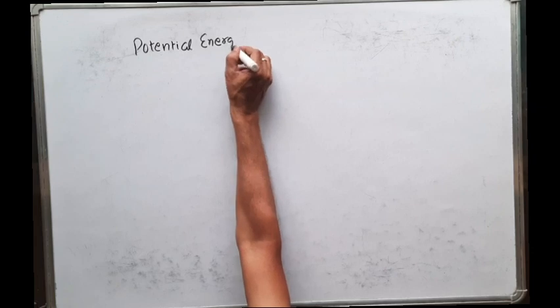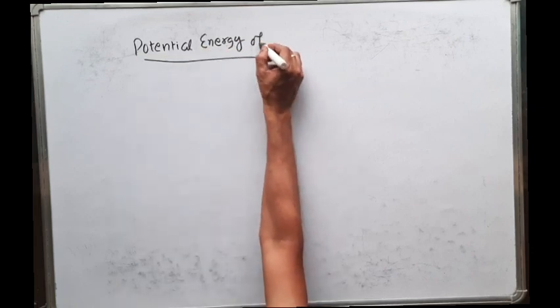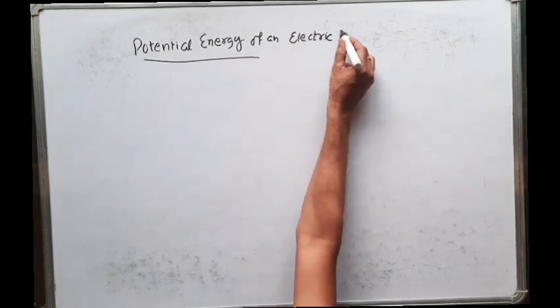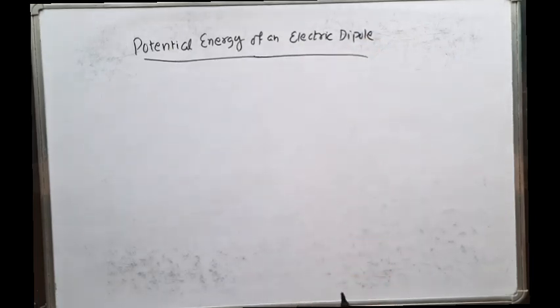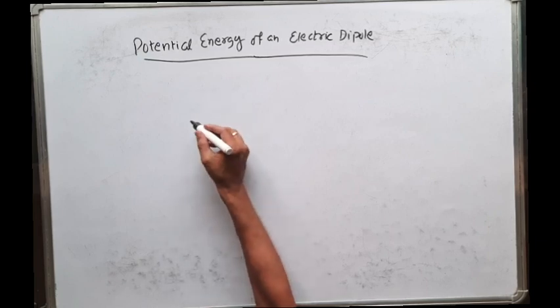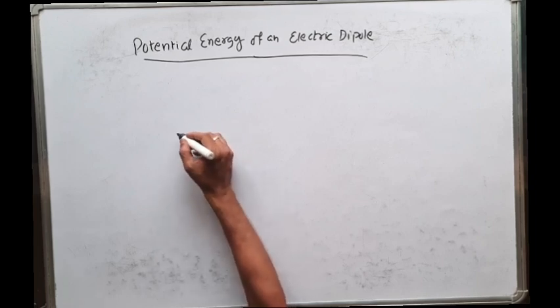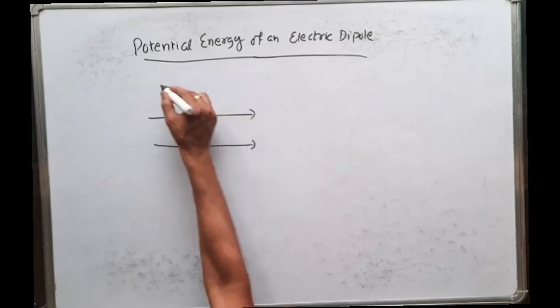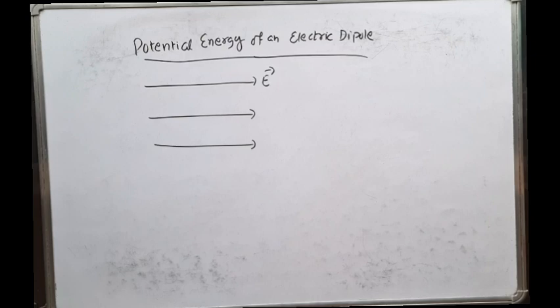So this is also a small derivation. Potential energy of an electric dipole. Potential energy of an electric dipole. So suppose, let us say this is the electric field, uniform electric field. So this is the direction of the electric field.